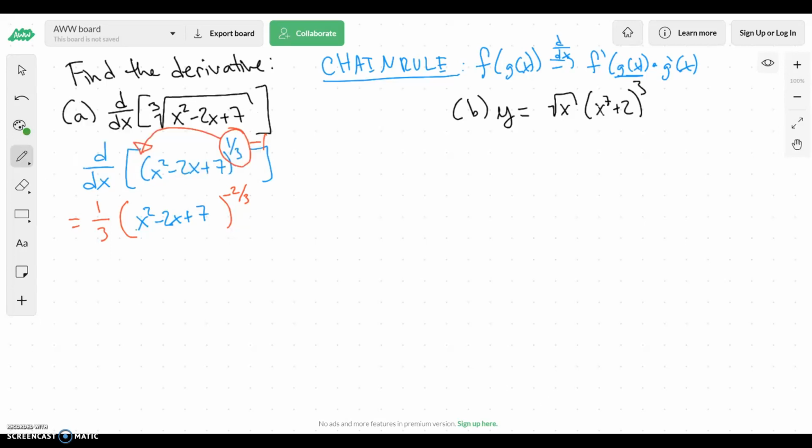And now I'm going to multiply it by the derivative of the inside function. So my inside function in this case is x squared minus 2x plus 7. The derivative of that is just going to be 2x minus 2. Okay, so I can put this in parentheses also.